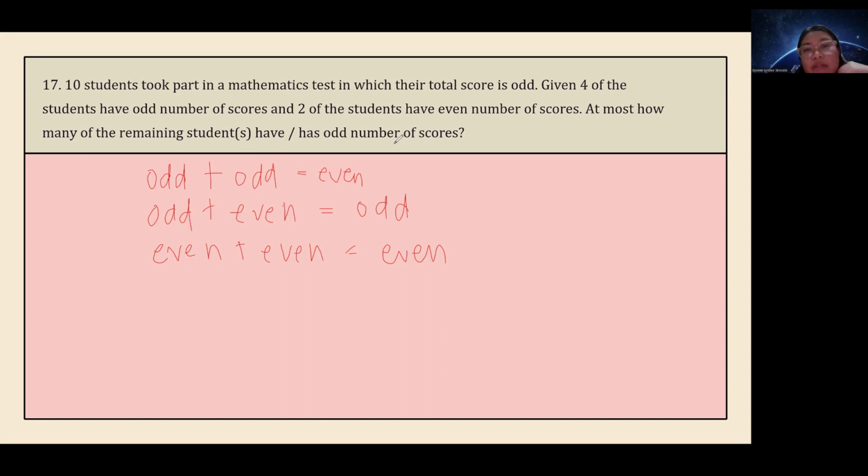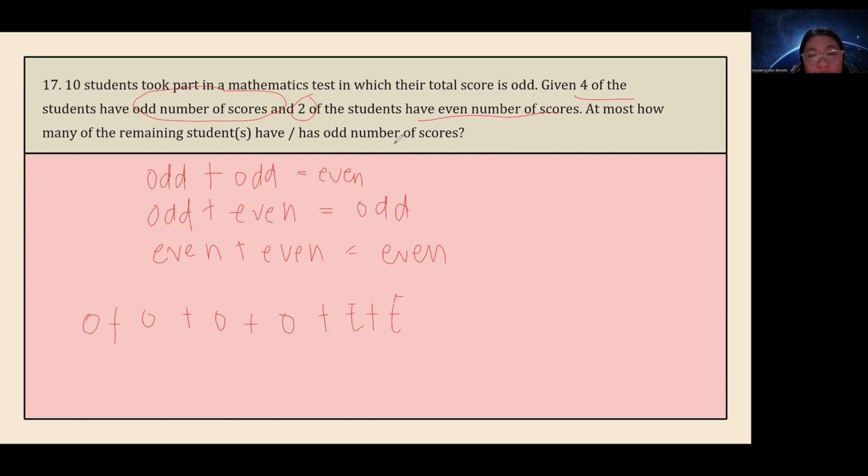Okay, so there are 10 students. 4 of them have an odd number of scores. So for odd numbers, 1 plus 1 plus 1 plus 1. Okay, 1, 2, 3, 4. And then 2 of these students have an even number of scores. Even plus even. Okay, so let's try to simplify first.